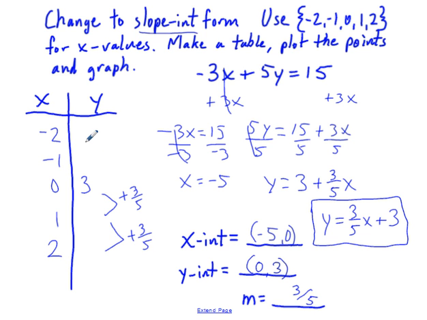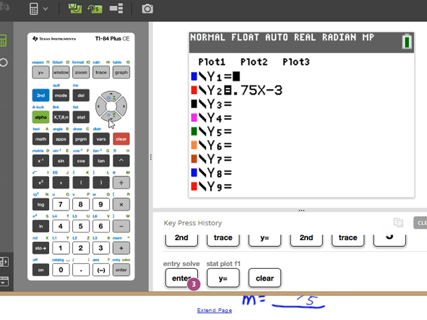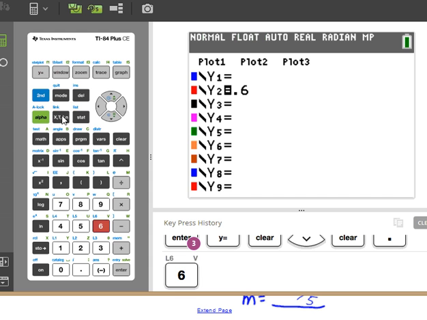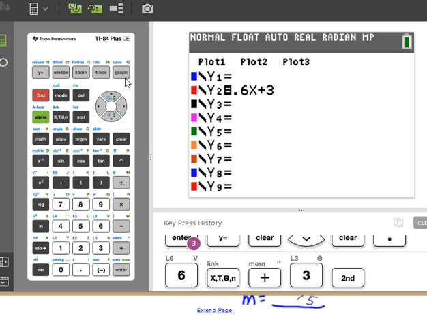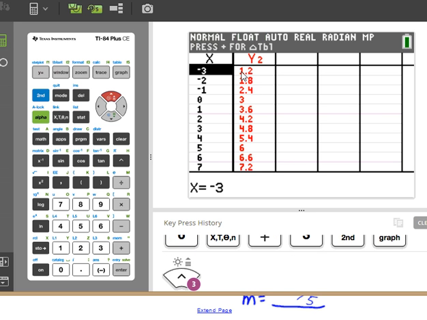One way to do this is we can go to our calculator and type that in. So we go back to one, clear. So we have 3/5, 0.6, that's 0.6x plus 3. We can go to our table view, second graph. So we're going to have these numbers here. So we have 1.2, 1.8, 2.4. So we're going up 0.6 every time.